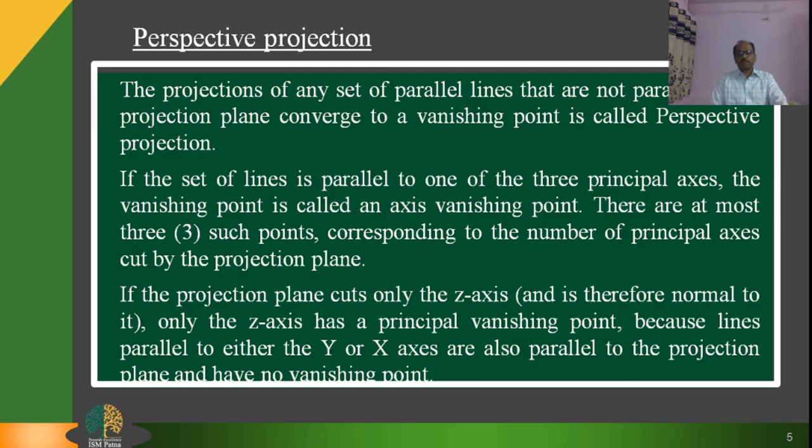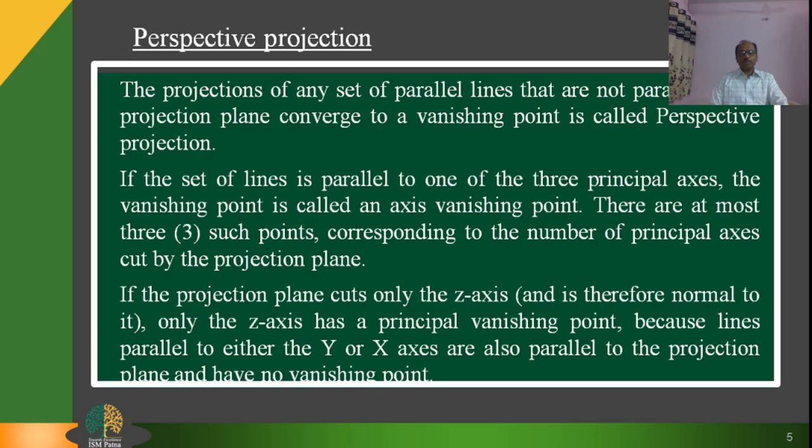Perspective projection. The perspective projections of any set of parallel lines that are not parallel to the projection plane converge to a vanishing point. If the set of lines is parallel to one of the three principal axes, the vanishing point is called an axis vanishing point. There are at most three such points corresponding to the number of principal axes cut by the projection plane.